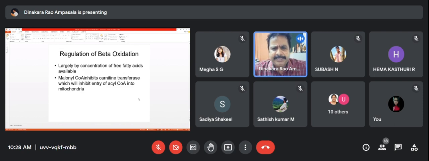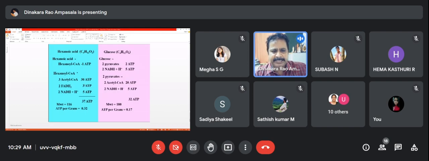So the total regulation of beta oxidation is largely by the concentration of free fatty acids available. How much free fatty acid is available inside the system is one common regulation. And malonyl-CoA inhibits the carnitine transferase, which will inhibit the entry of acyl-CoA into the mitochondria. So here, the malonyl-CoA will inhibit carnitine palmitoyl transferase, so the fatty acid will not attach to the carnitine molecule, and it will not be transported inside the mitochondria. This is one major blockage step to regulate beta oxidation inside the cell.